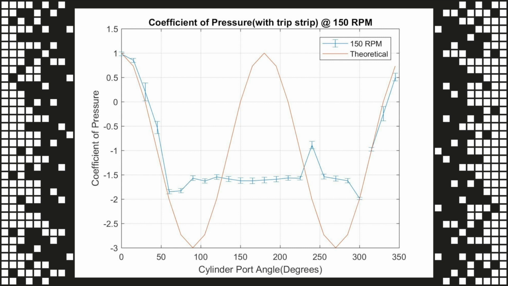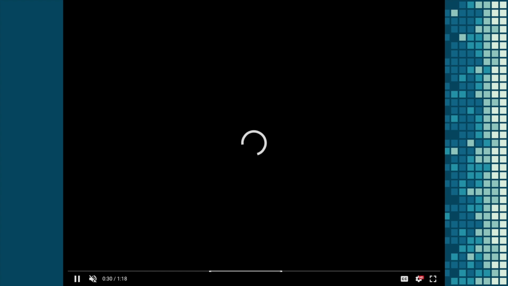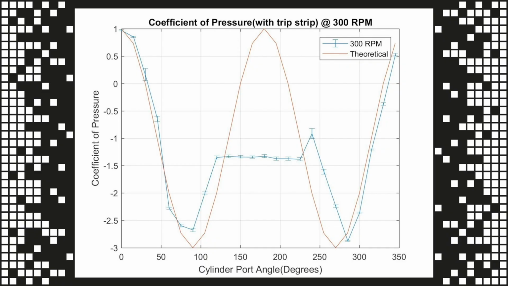When we look at the flow visualization performed at the medium speed of 300 RPMs, we can see that the separation point is further back again when compared to the same speed without the trip strip. The vortices being shed are harder to see as the flow appears to be more streamlined around the cylinder. The coefficient of pressure graph again confirms this relationship, as we see the curve follow the theoretical curve for much longer than it did without the trip strip.